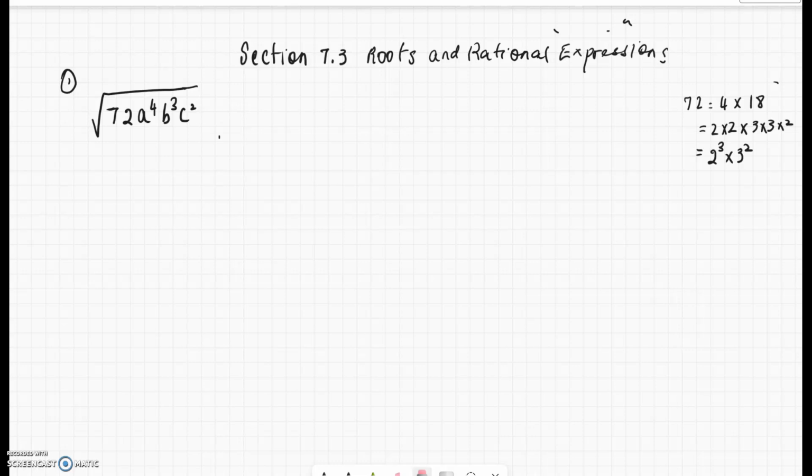In my previous video, I was not able to finish this question, so I'm going to start again. This is the square root, so you know it's going to be to the half. And I've broken down the 72, and that is 2 cubed times 3 squared.